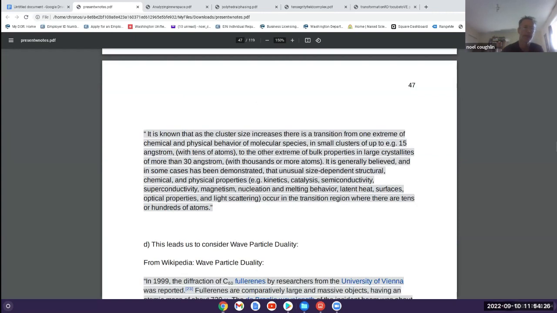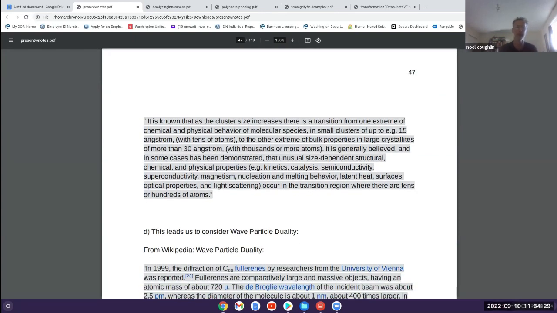And then he says it's known that as the cluster size increases, there's a transition from one extreme of chemical behavior to another. When there's only tens of atoms, the stuff starts acting like wave behaviors with light scattering properties, superconductivity, and other types of interesting wave-like properties. But when it gets into the 30 angstrom range with thousands or more atoms, it starts acting just like our material world.